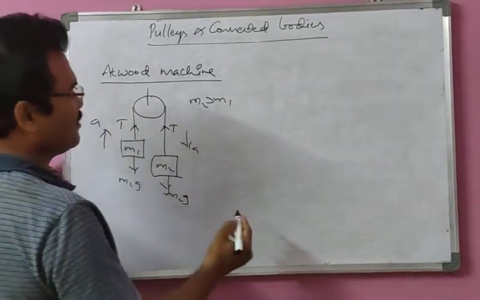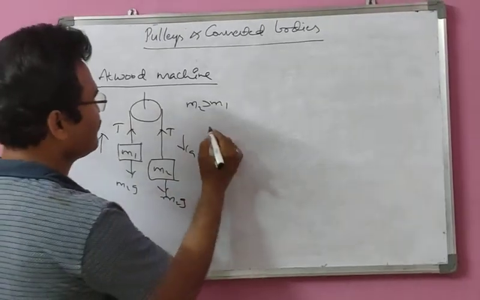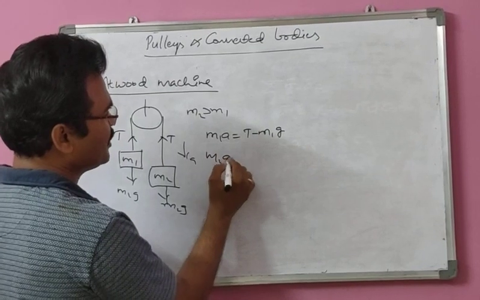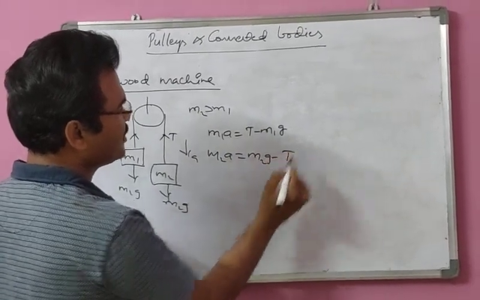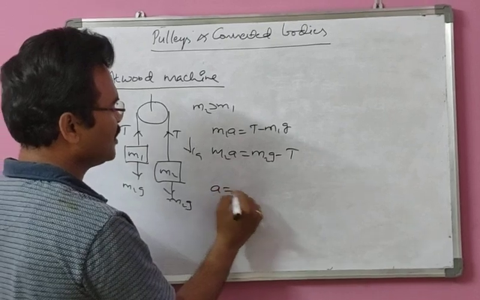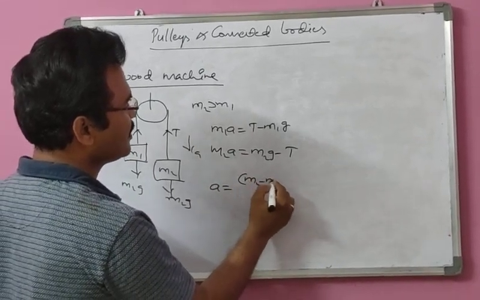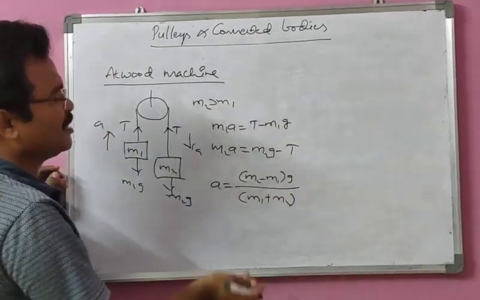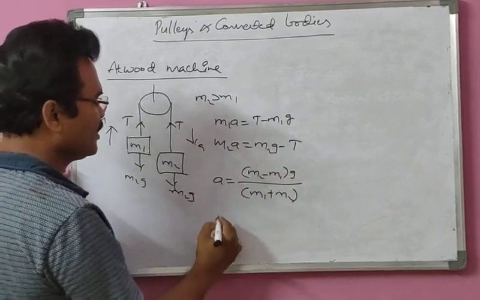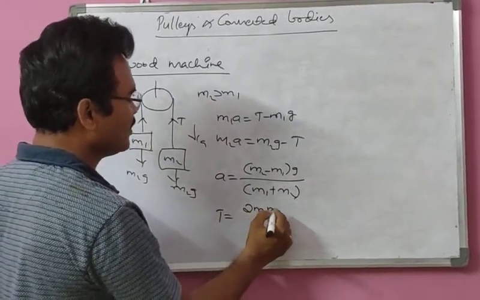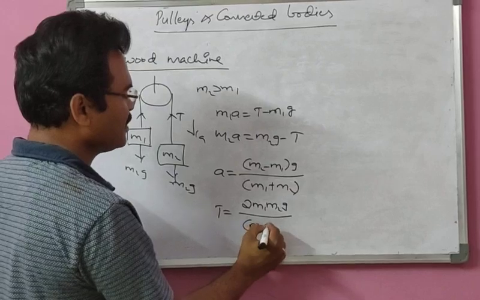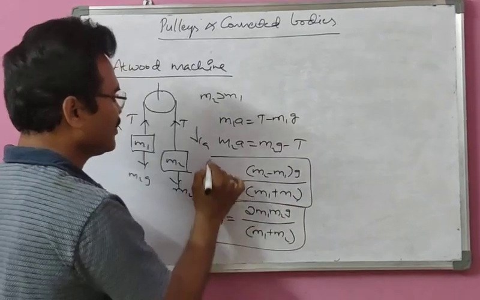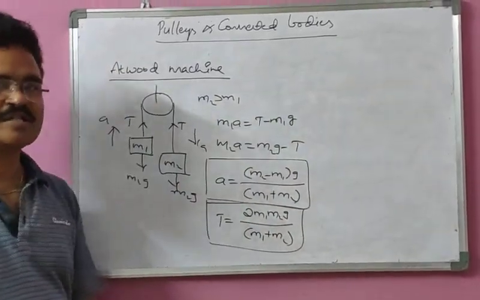By using the FBD, we can write the equations as M1a equal to T minus M1g, and M2a equal to M2g minus T. On solving, we get a equal to (M2 minus M1) g by (M1 plus M2), and by substituting this value in 1 or 2, we get the tension as T equal to 2M1M2g by (M1 plus M2). So these are the traditional methods to find acceleration and tension with the help of FBD and Newton's second law.